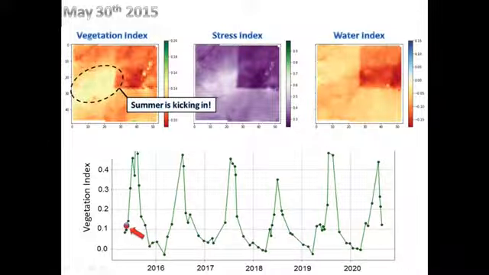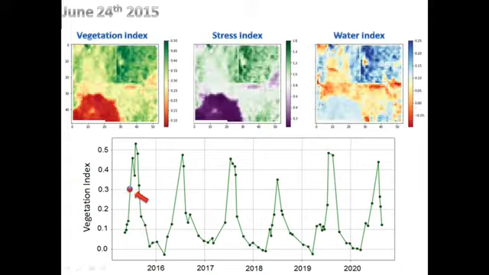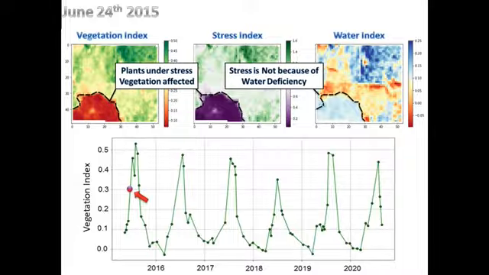By the end of May, plants are emerging in some areas of the farm. Most of the farm is covered by plants canopy by early June. In late June, although most of the farm is doing well, vegetation is very poor in the marked area, with too much stress in plants. Water index shows this is not because of water deficiency.